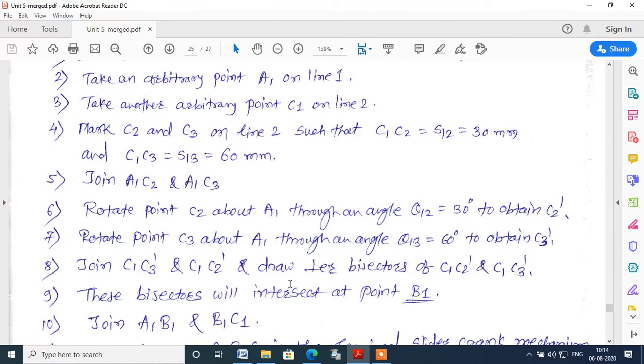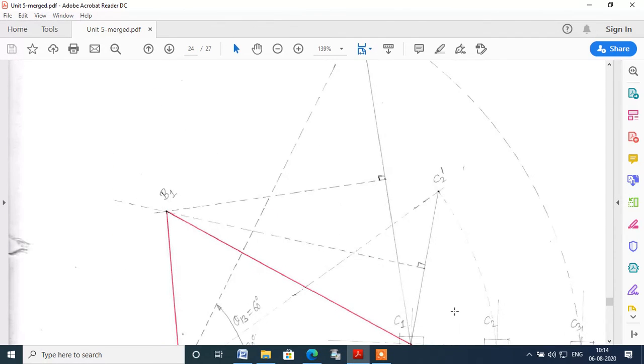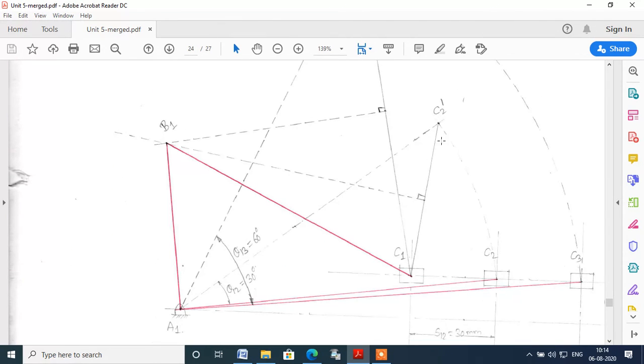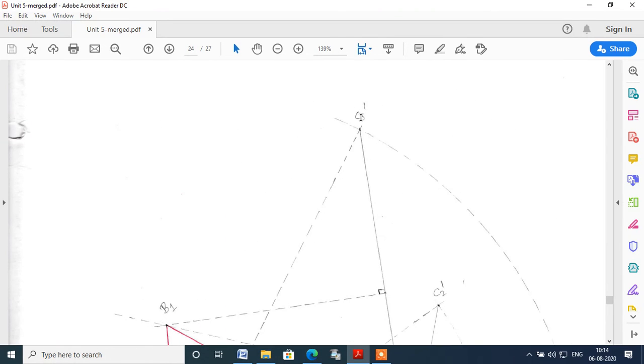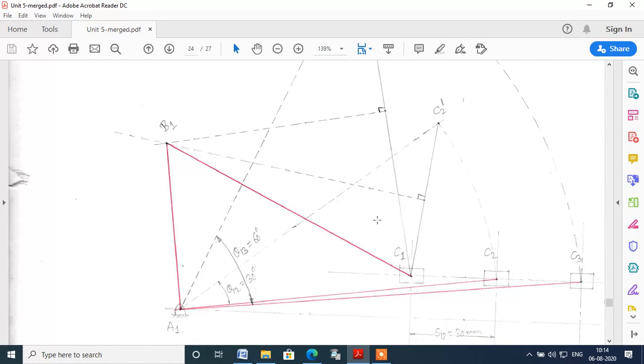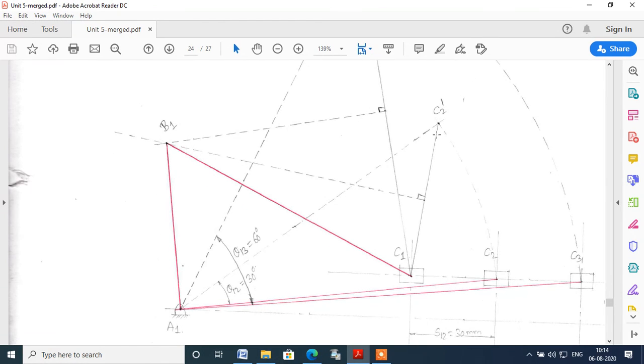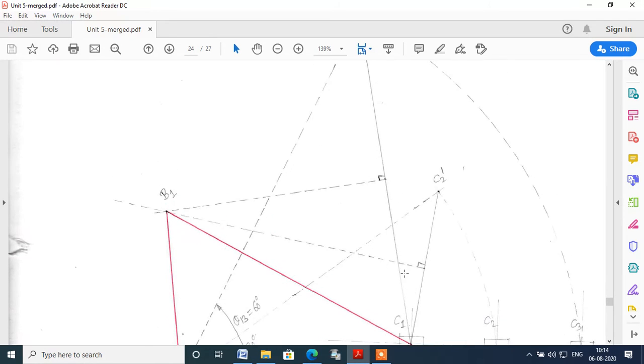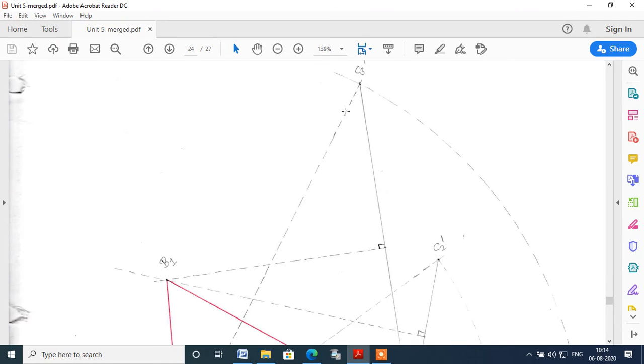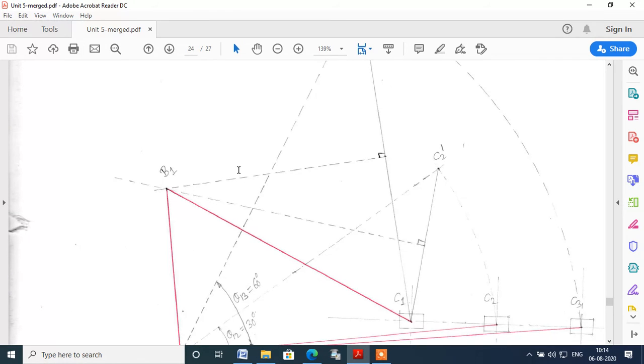Next, join C1 C3 dash and C1 C2 dash and draw the perpendicular bisector of C1 C2 dash and C1 C3 dash. Now here what you have to do? You have to join C1 C2 dash and C1 C3 dash. Please remember this. Then draw a perpendicular bisector of C1 C2 dash. I have drawn like this, dotted. Then draw the perpendicular bisector of C1 C3 dash. I have drawn like this, dotted.